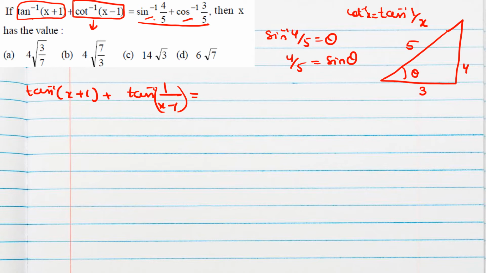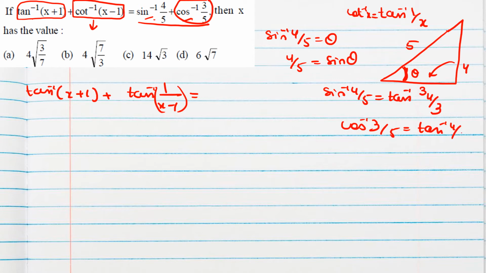And you can see cos inverse 3 by 5 is for the same angle theta. That means instead of sine inverse 4 by 5, we can write tan inverse of opposite by adjacent, 4 by 3, and instead of cos inverse also we can write the same thing, tan inverse 4 by 3, because these are the values of the same triangle. So instead of this I write tan inverse, instead of this I write tan inverse, and I'll get 2 tan inverse 4 by 3. After this I will apply the identity.